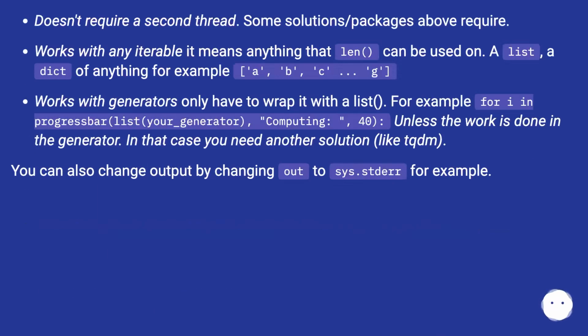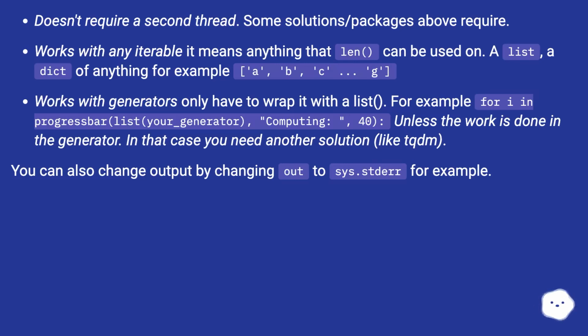Doesn't require a second thread. Some solutions or packages above require. Works with any iterable, which means anything that len can be used on. A list, a dict of anything, for example, ['a', 'b', 'c', 'd', 'g']. Works with generators, only have to wrap it with a list.